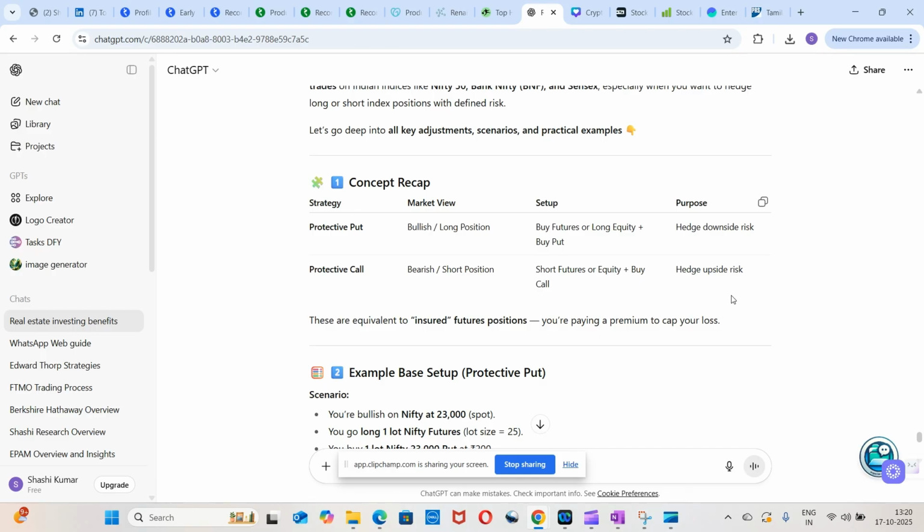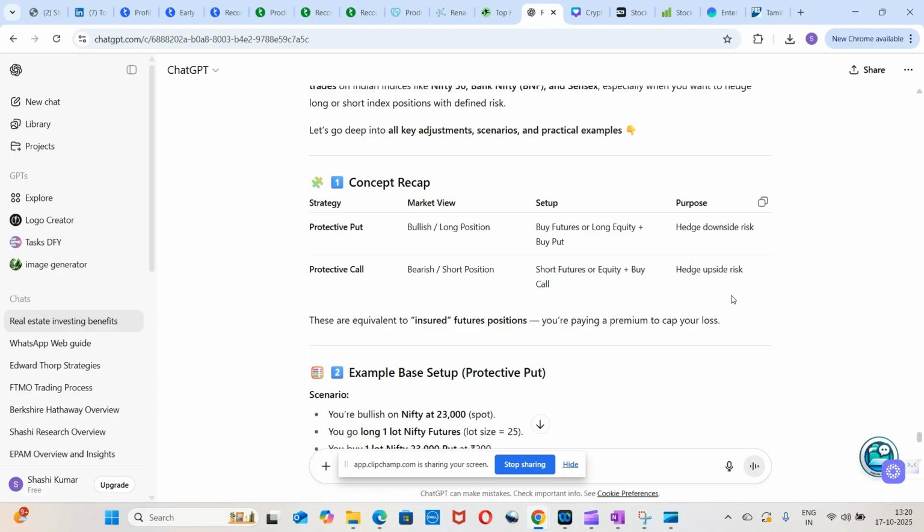Protective put is buying the futures or going long on the equity, and buying a put to hedge the downside risk. So that is called a protective put. The market view you will have is bullish and long position you will have. So when your view is bullish and long, you buy a futures or go long in a stock, and then you buy a put to protect yourself from downside or hedge yourself from downside risk. That's called a protective put.